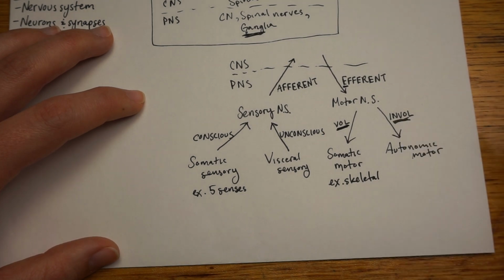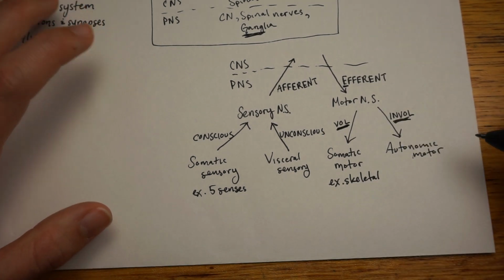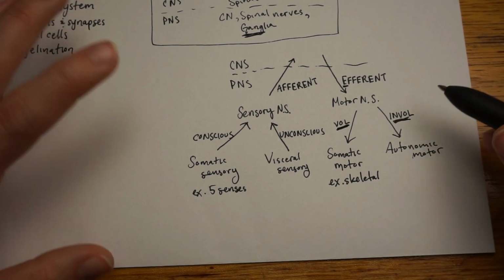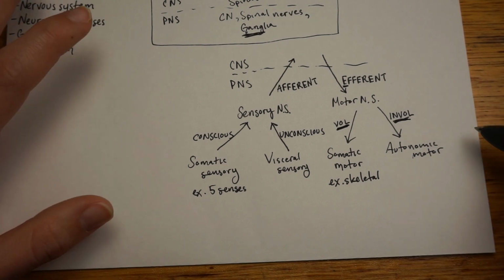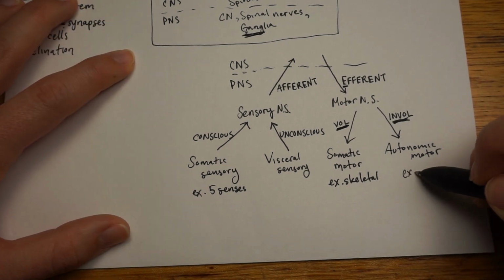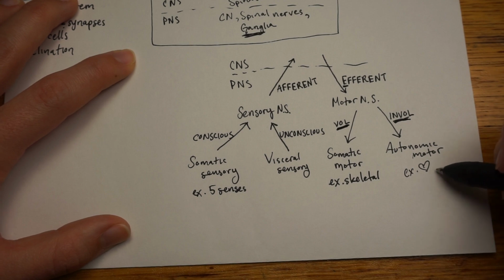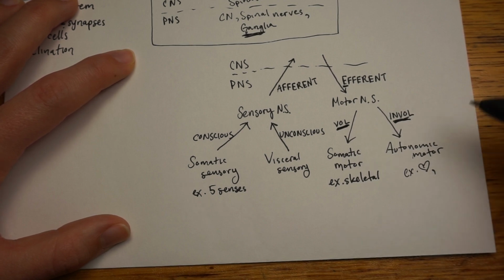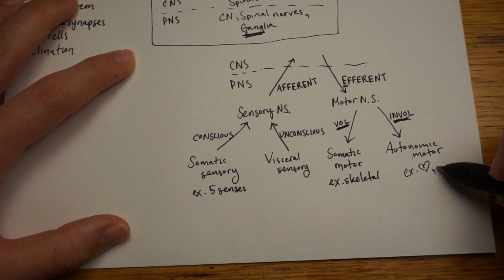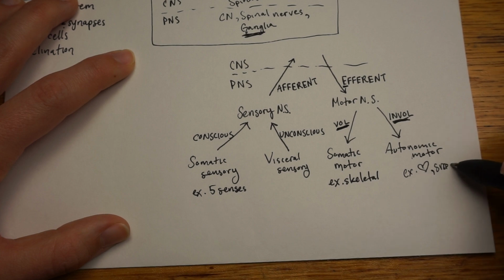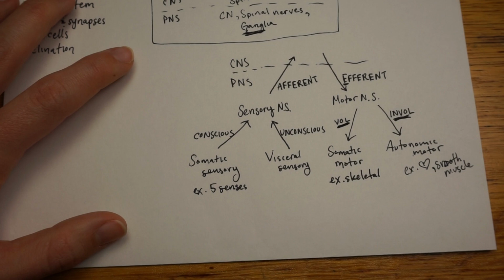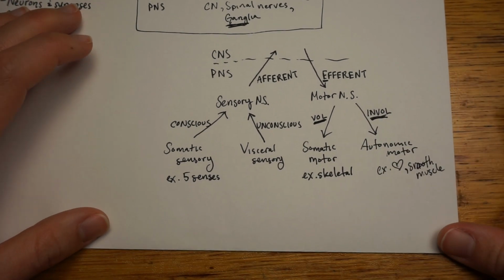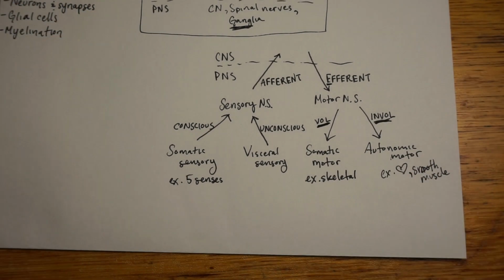Then involuntary, your autonomic, is going to be things like cardiac muscle contracting and smooth muscle, so we can just write like the heart, and let's say smooth muscle also. Right. So that's a basic breakdown of what you want to understand about the nervous system as a whole.